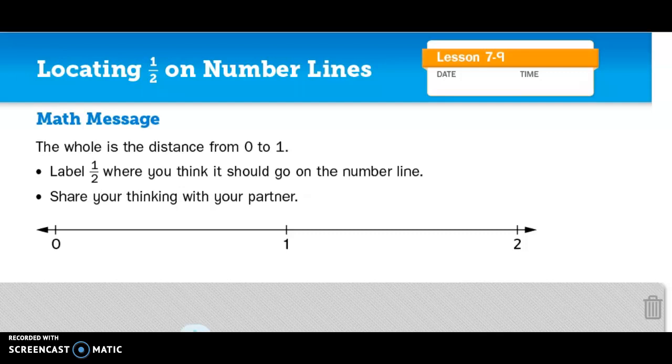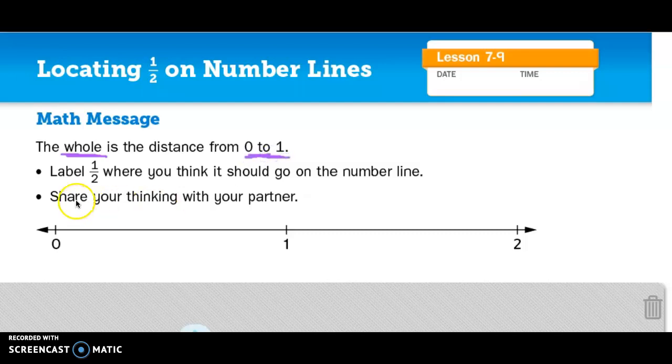I am on math message 7-9, and it is in our journals today, so you should be on page 240. It says the whole is the distance from 0 to 1. We've had this vocab word before, and we know a whole is the distance between 0 and 1. That's very important for us today.